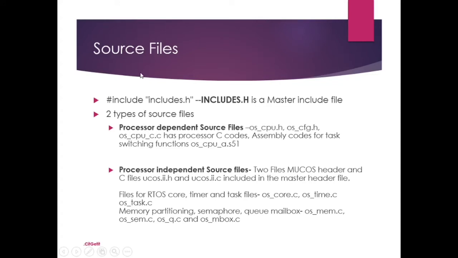Okay, then coming to our source files, there are two types of source files available in MicroC/OS-II. One is the processor dependent source file, and the second one is processor independent source files. Processor dependent source files means, as I said earlier, this RTOS is used for embedded systems, and embedded systems consist of processors, and this MicroC/OS operating system can be ported to various types of processor.